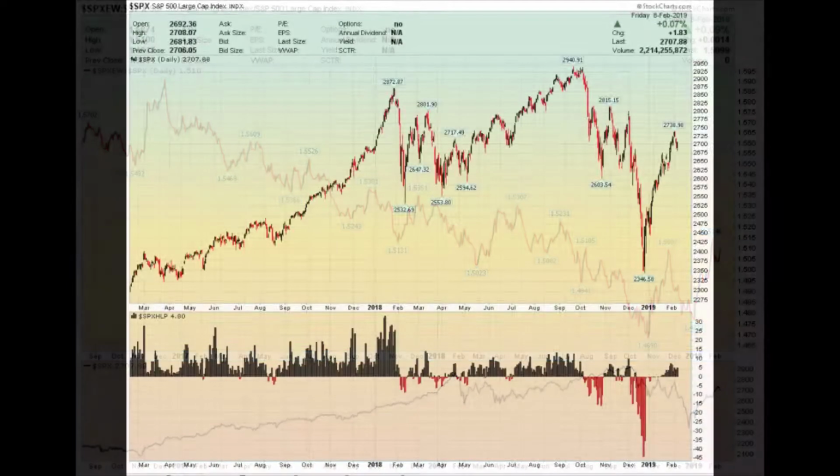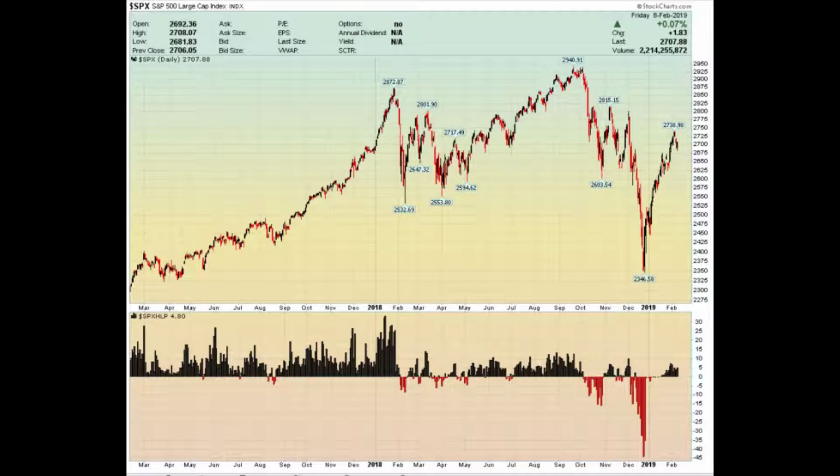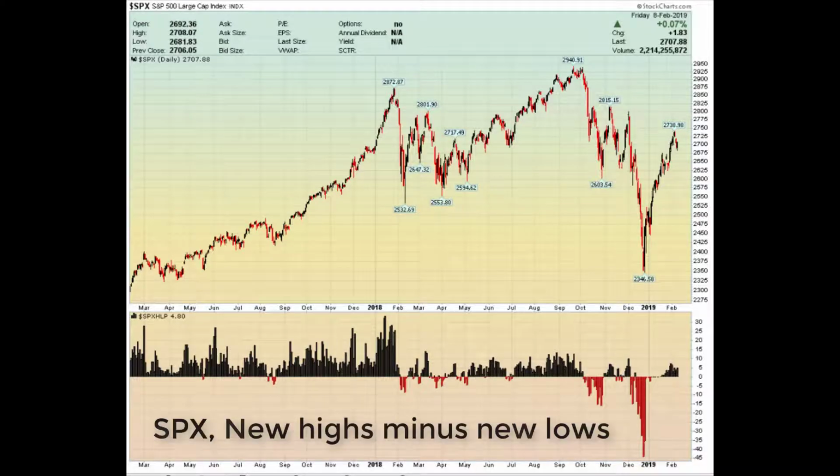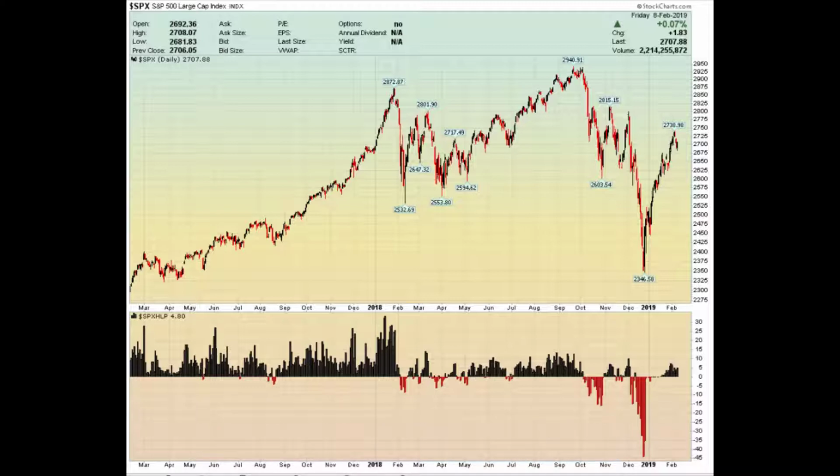In this last chart of part 2, we're going to look at the S&P 500, and I'm going to introduce you to a new indicator. The top pane is the S&P 500, but the bottom pane is the S&P 500 new highs minus the new lows on a daily basis. So each day the new highs and the new lows are subtracted, and if new lows are greater than new highs, the number is negative.